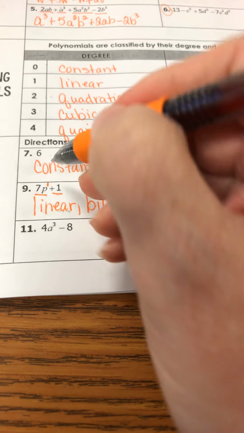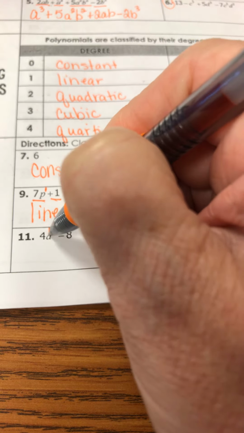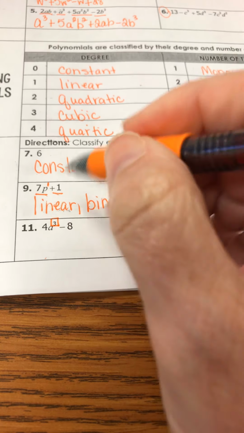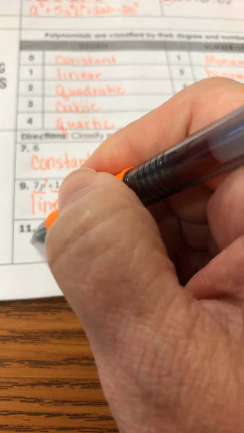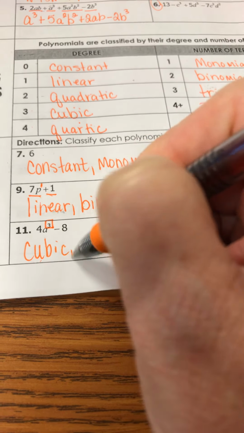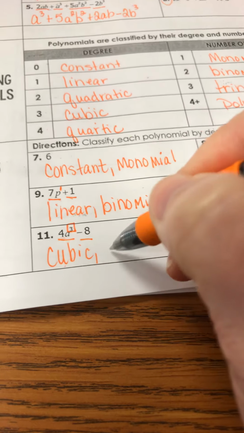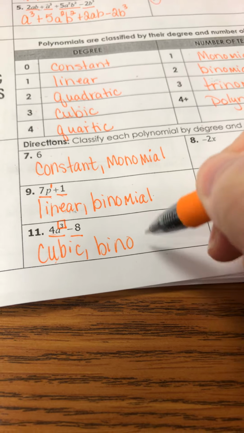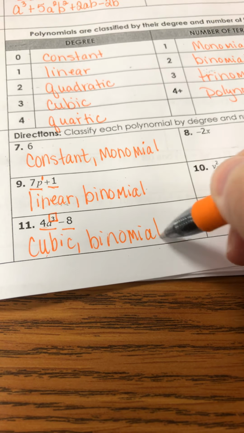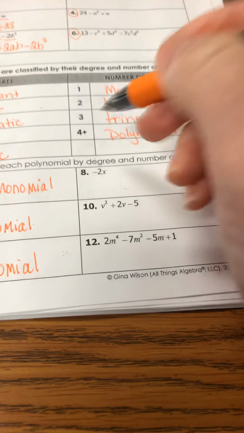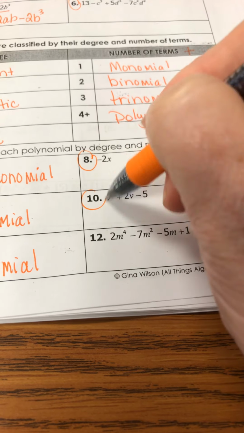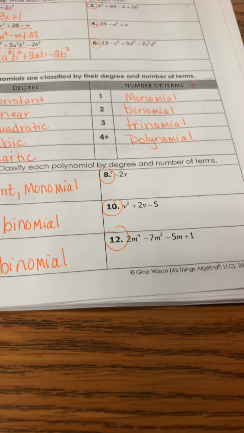Look at number 11. My largest exponent is a 3. Okay, so whenever you have a degree 3, that's a cubic. You have 1, 2 terms, so that is also a binomial. All right, you try 8, 10, and 12.